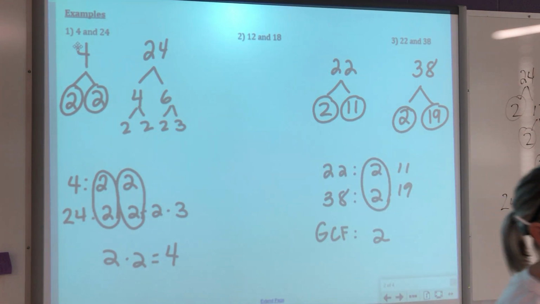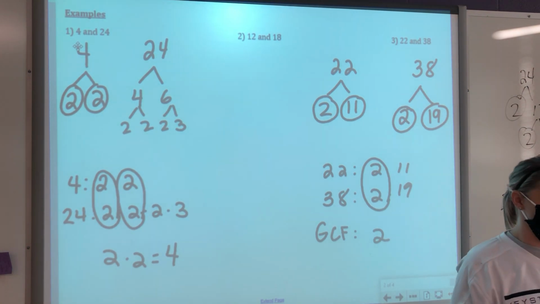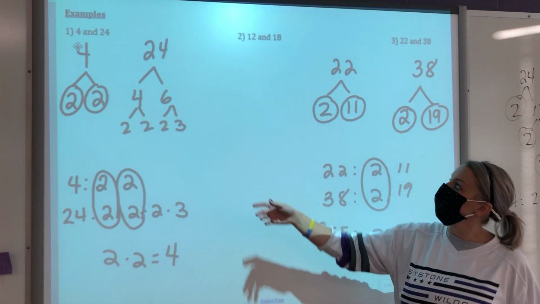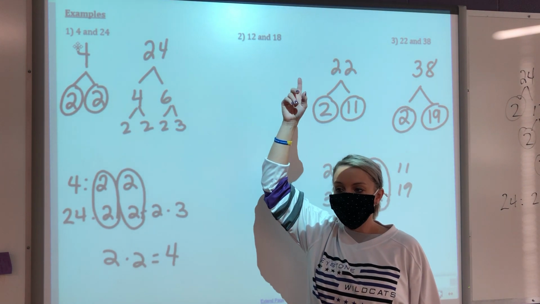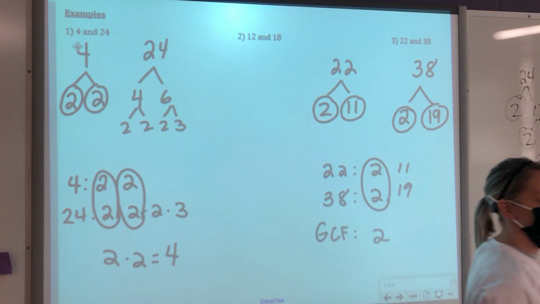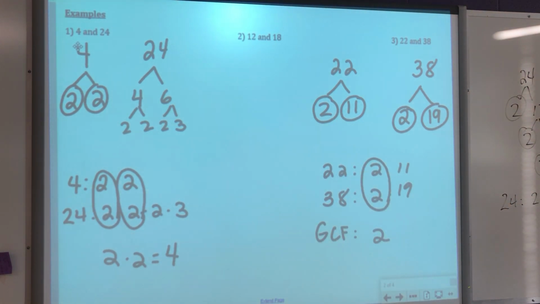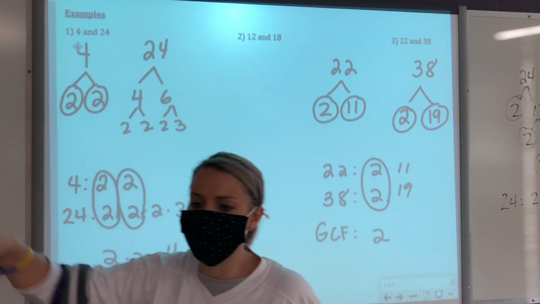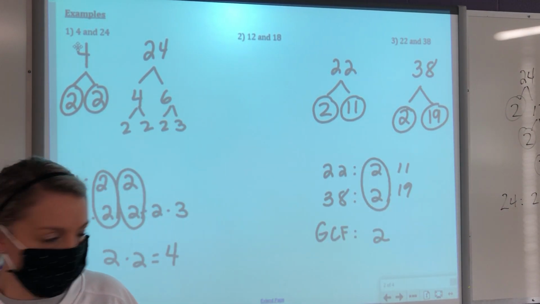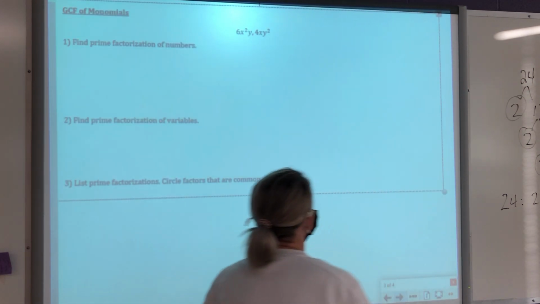If they're even numbers, then yeah, a common factor is going to be 2, but it might not be the greatest of the common factors. Because when I look at 12 and 18, they've got a common factor of 2, but that's not the greatest of the common factors. So that's why we use prime factorization and break it down the way we do. We feel comfortable with GCF with numbers, yes? All right, turn your paper over.